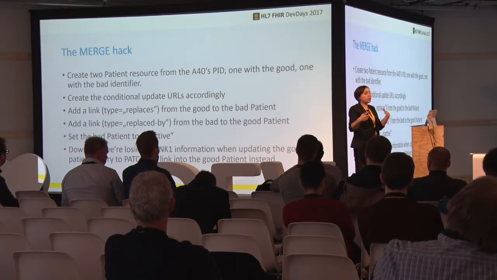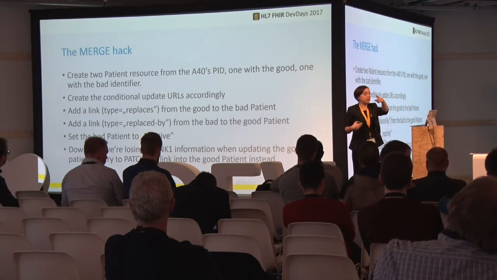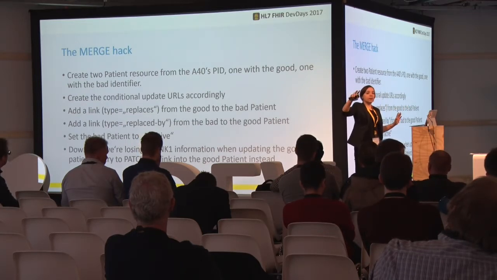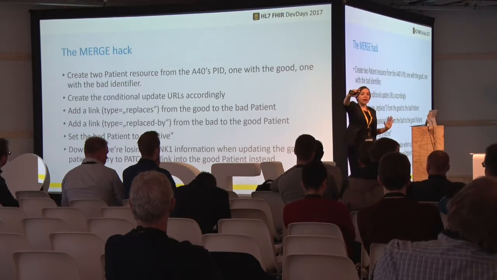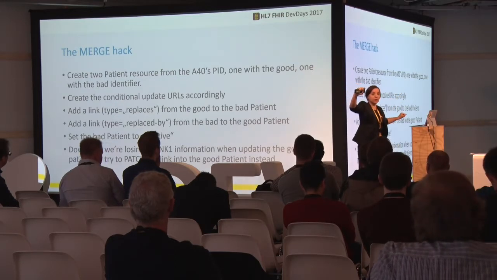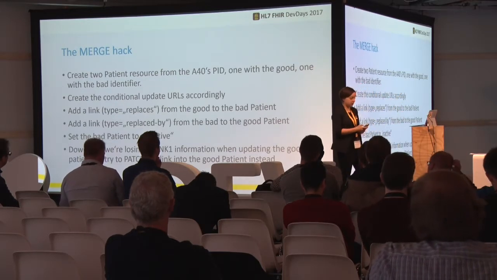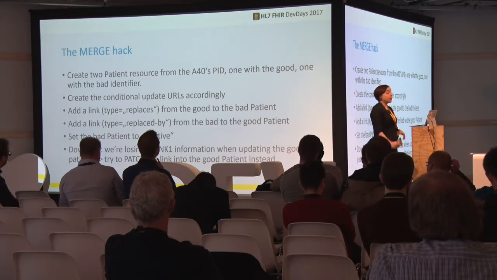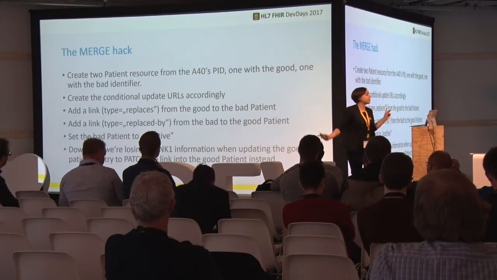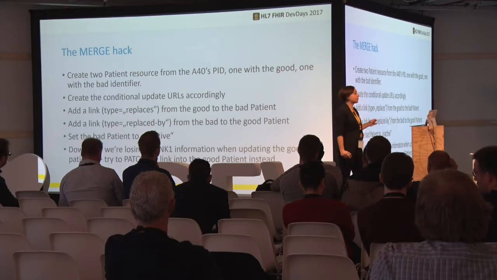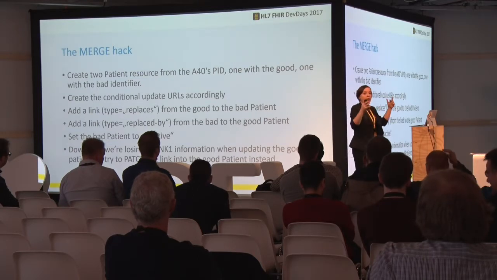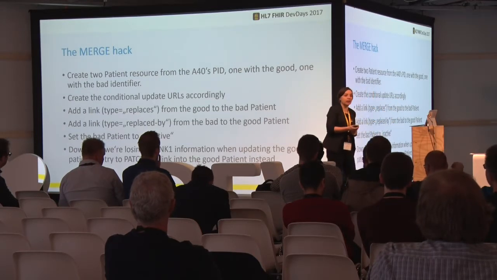That way, whenever a client accesses the old patient, it can see that there's a newer patient. And if someone accesses the new patient, the good one, the client has the information that there's another resource that may have additional information about that patient, with all the observations referencing it. The last thing we have to do is set the bad patient to inactive, to somehow label it as do not use this patient anymore.